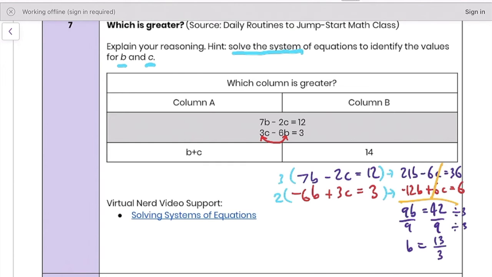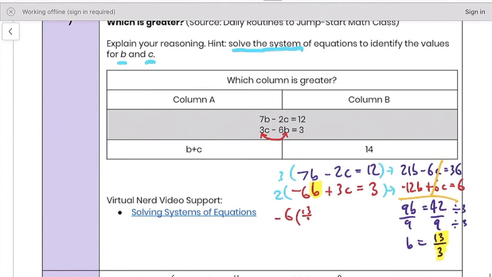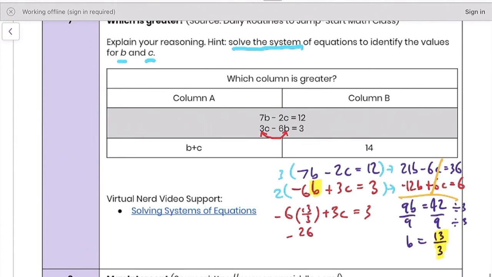And now that we know B, we can take this number and plug it into either of the original equations. I'll do the bottom one. So negative 6 times 13 over 3 plus 3C is equal to 3. So let's see, 6 over 3 is 2, negative 26 plus 3C is equal to 3. Plus 26, plus 26, 3C is equal to 29. Divided by 3, divided by 3. Again, it's going to stay a fraction. 29 doesn't divide by 3.